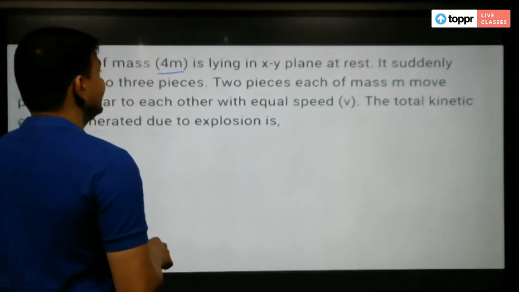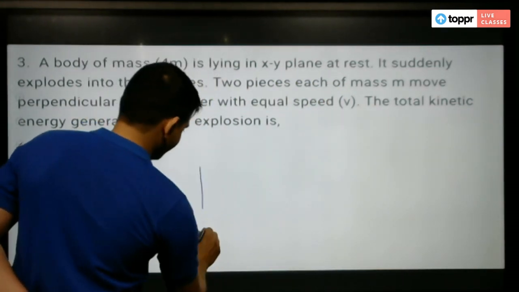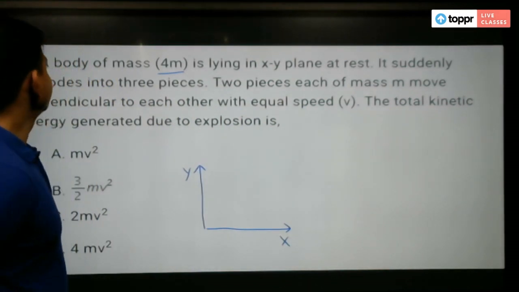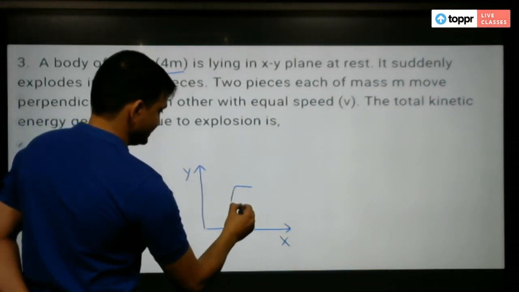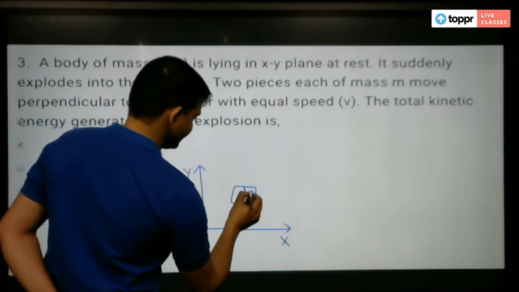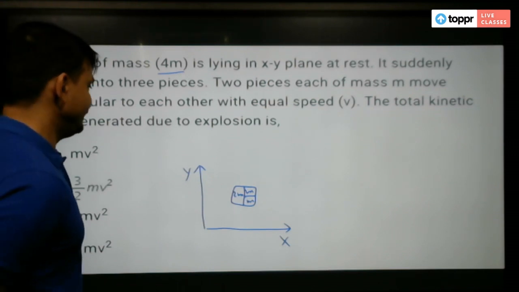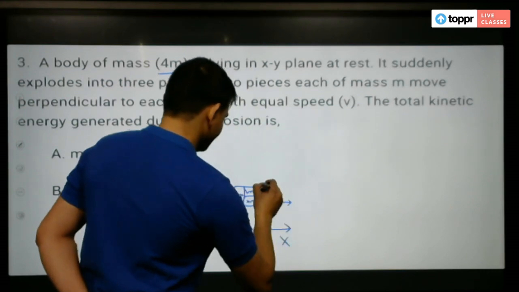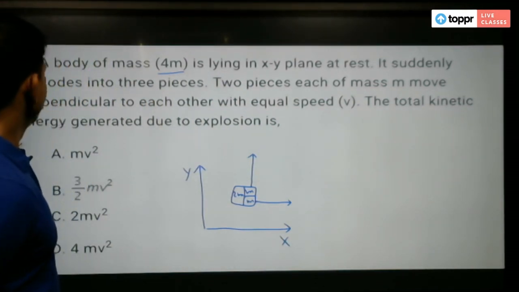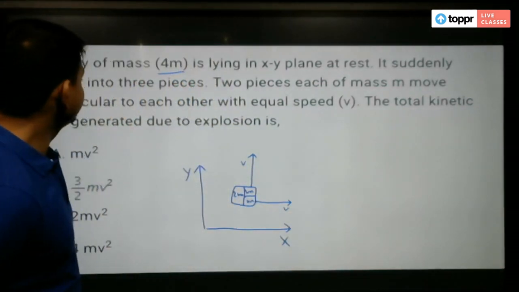This is slightly complicated in another way because we have angles involved here. So a body of mass 4m is lying in the xy plane. Let's say this is the xy plane. And it suddenly explodes into three pieces. Say it's a 4m mass and 2 pieces of mass m and m. They move perpendicular to each other with equal speed v. Let's say this moves in this direction, this moves in this direction, being perpendicular to each other, with equal speed, so both are v. The total kinetic energy generated due to explosion is?